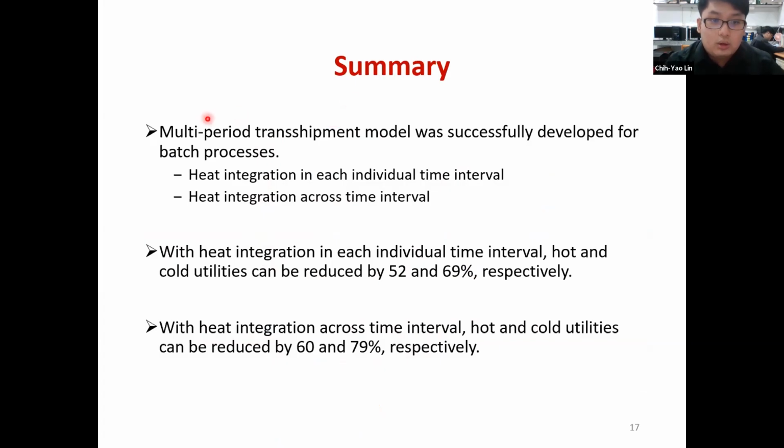Case 1 summary. A multi-period transfer model was successfully developed for batch process. First is heat integration in each individual time interval. Second is heat integration across time interval. With the result of scenario 1, hot and cold utilities can be reduced by 52 and 69%. With the result of scenario 2, hot and cold utilities can be reduced by 60 and 79%.